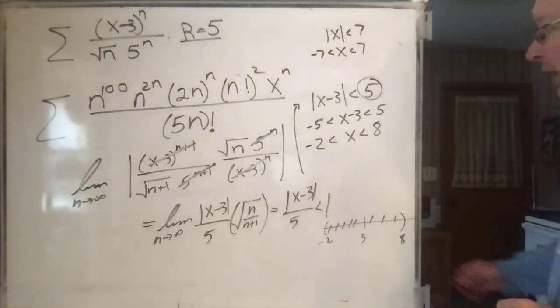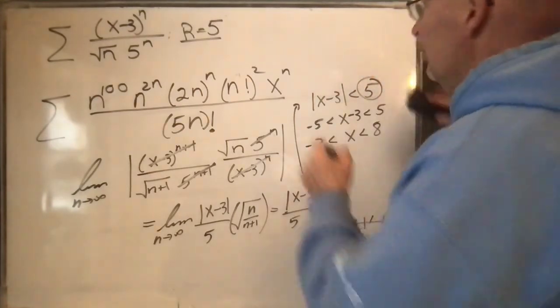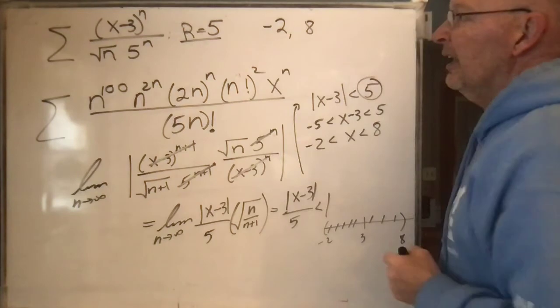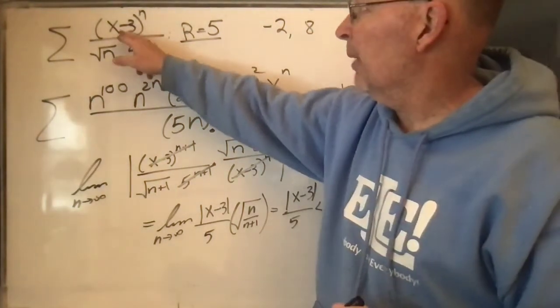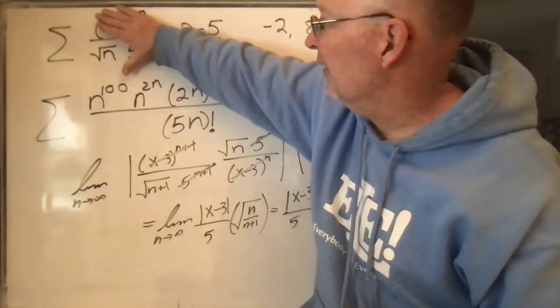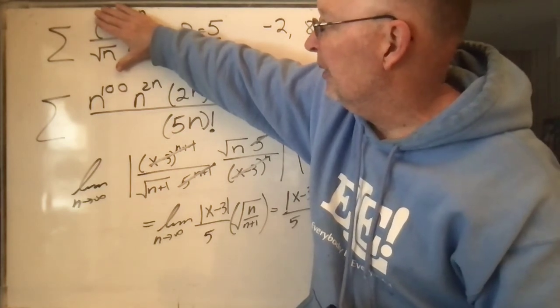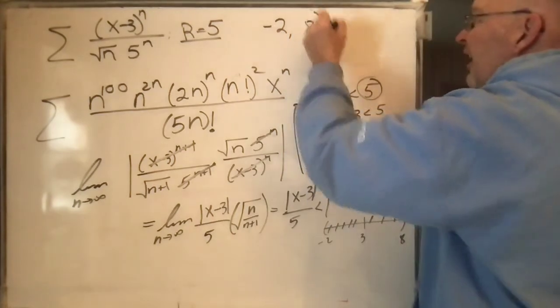And now your interval of convergence, notice it's everything from negative 2 to 8. So here's negative 2 and here's 8. Now we have to check the endpoints. If you stick in 8, 8 minus 3 is 5. 5 to the n over 5 to the n is 1. So you're just going to get the series 1 over square root of n. The p-test tells us that that doesn't go to 0 fast enough, so it is not going to converge at 8.